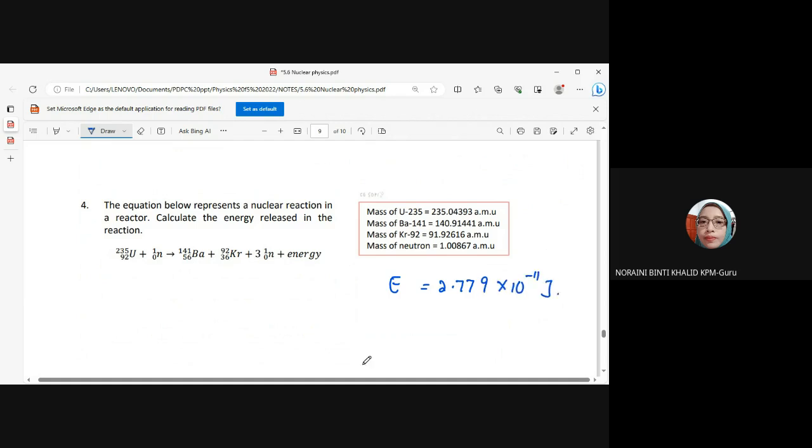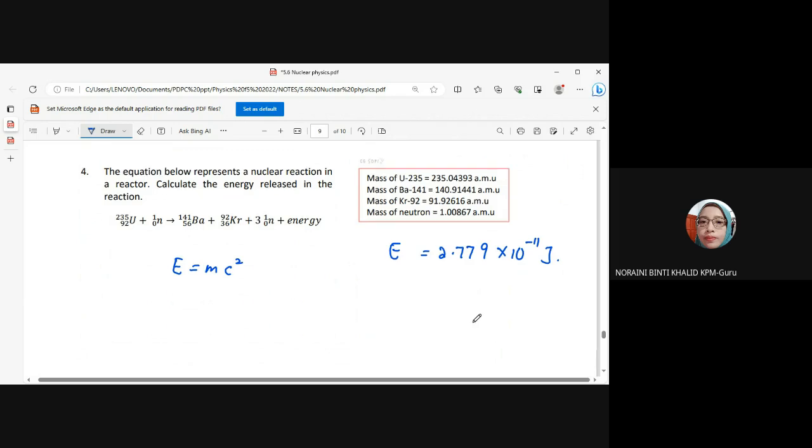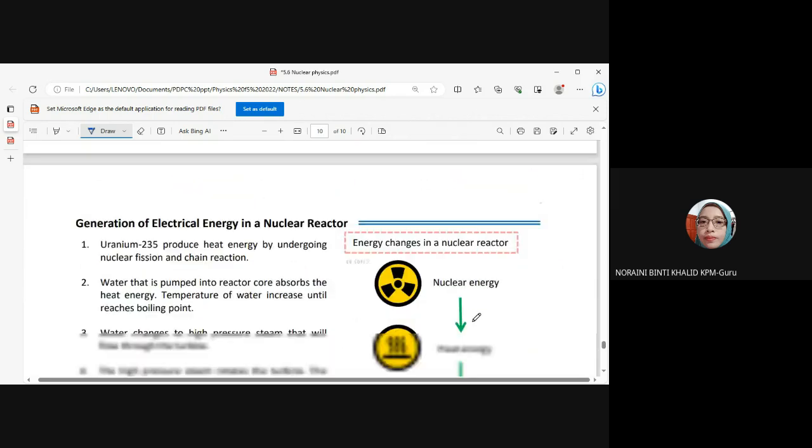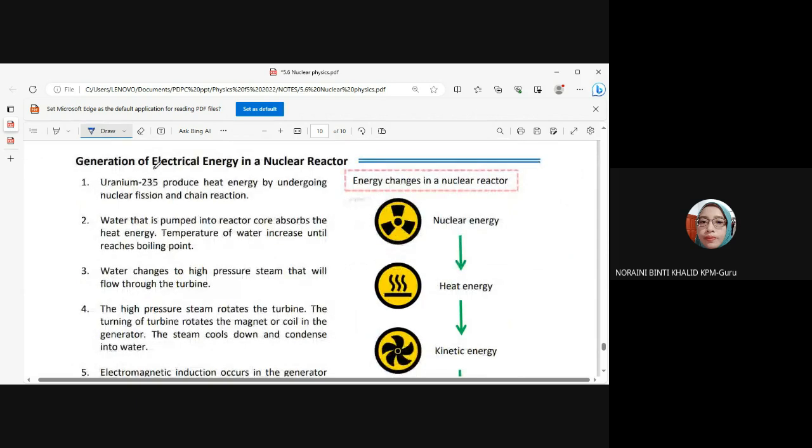Okay. Ini dalam joule. Guna cara yang saya tunjuk tadi. Kirakan mass before minus mass after, you dapat dalam AMU. Then multiply dengan 1.66 times 10 power negative 27, you dapat dalam kilogram. Then you gunakan formula E equals MC squared. Okay, cuba. Okay, last part, secara laju.